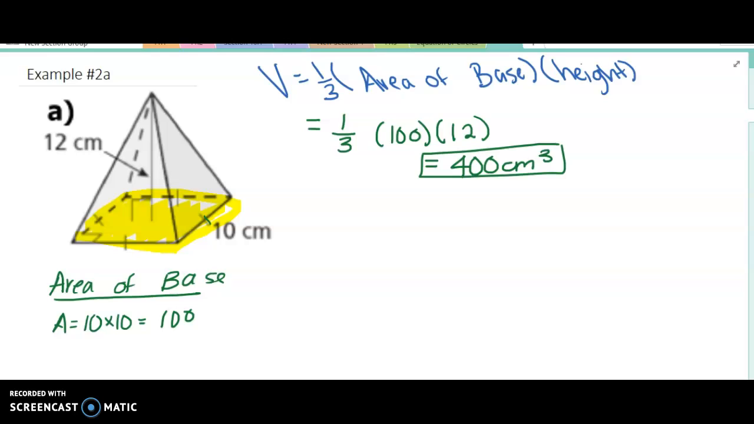All right, so you're going to use the volume equals 1/3 area of the base times height. You can see here that the height is 12. So now all we need to find is the area of the base. Well, the area of the base, guys, is just this, and you can tell that it's a square because each of these sides have similar hash marks. So this is 10, 10, 10, and 10. So to find the area of a square, we just do length times width, so 10 times 10, which is 100. We plug 100 in for area of the base. You should have gotten 400 centimeters cubed.